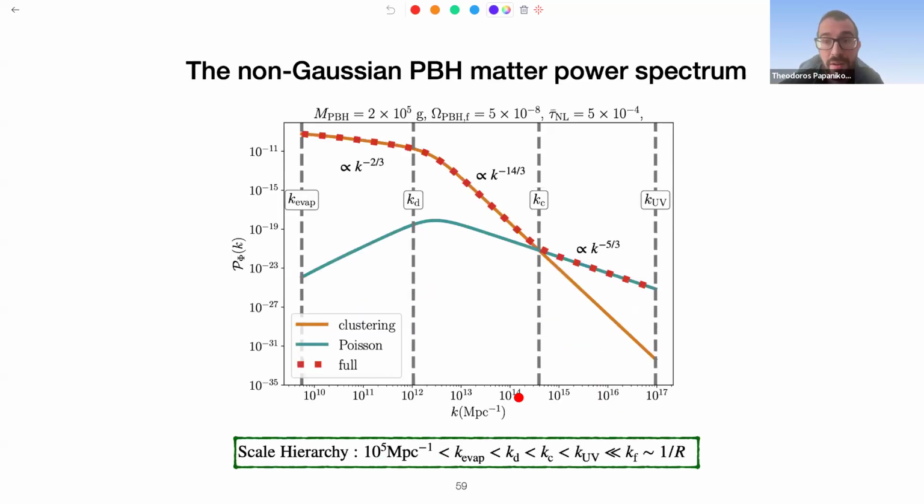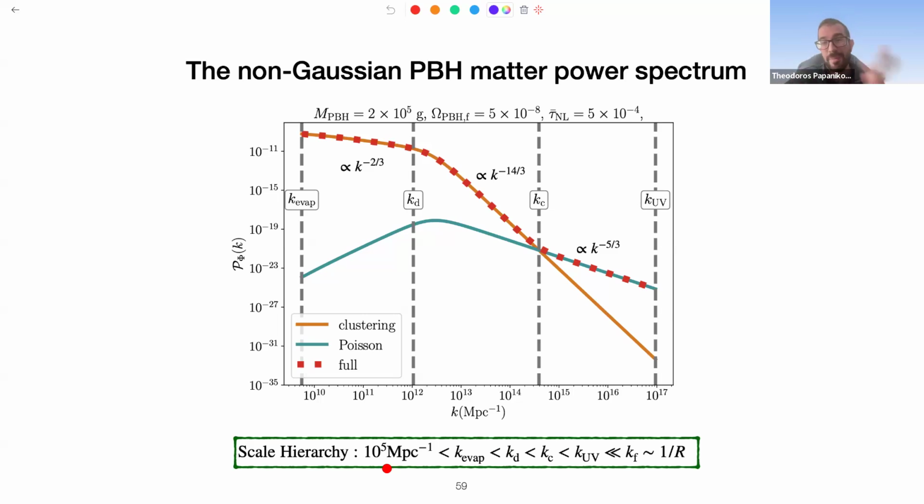Here, I need also to make a comment on the hierarchy of the relevant scales at hand. We need to mention that for the range of values for the mass of the black holes we consider and their initial abundance, their comoving scales are all above 10 to the 5 inverse megaparsec. So we indeed probe very small scales, which are currently inaccessible by CMB and large-scale structure experiments.